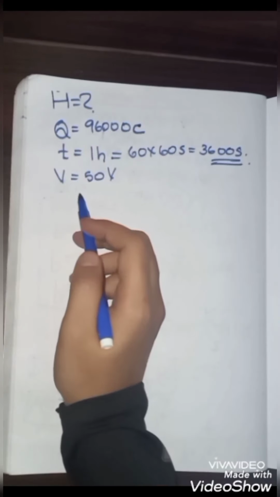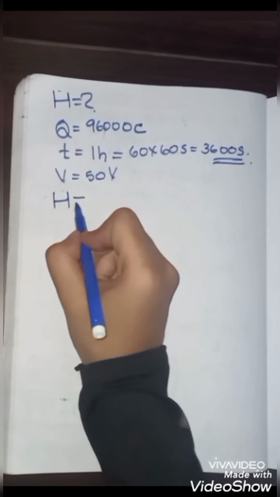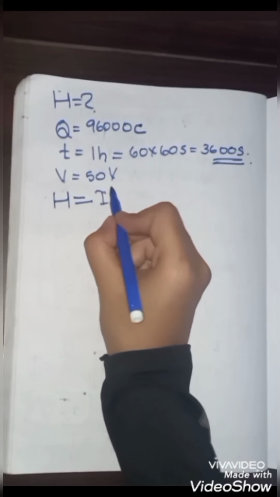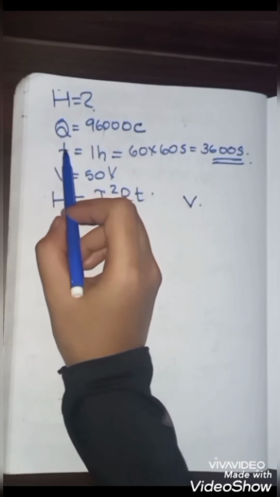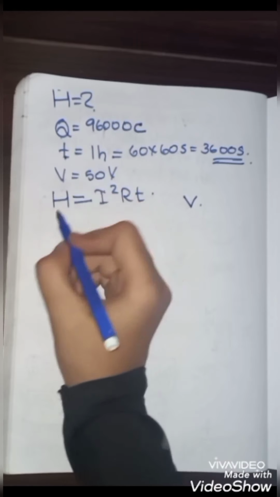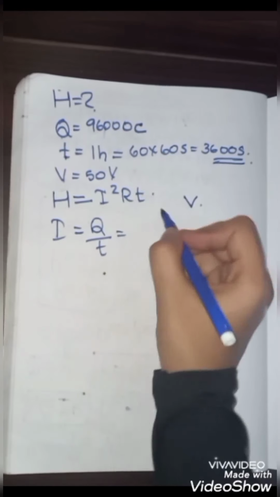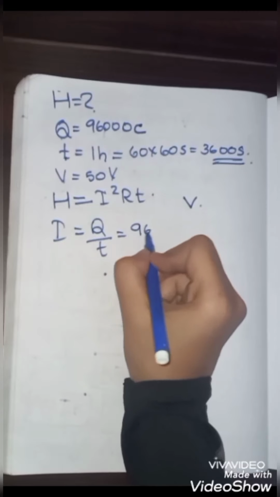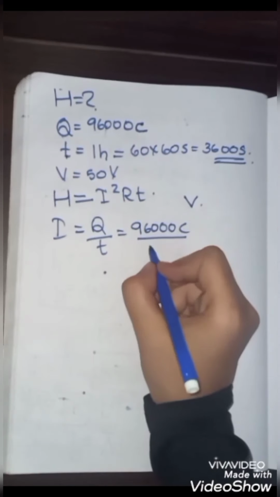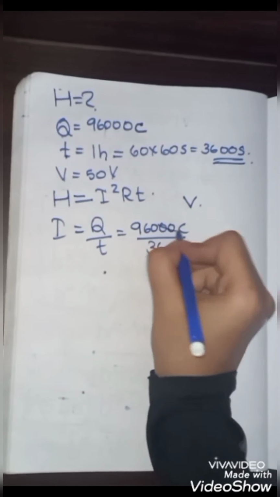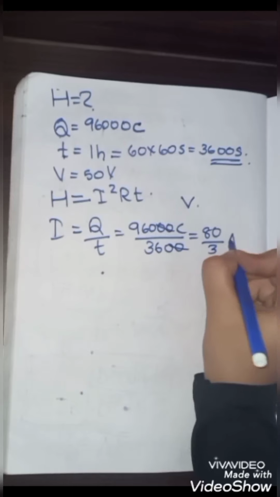Okay, compute the heat generated. According to Joule's law of heating, H is equal to I square into R into T. Here Q and T are given, so we can calculate the current: I is equal to Q by T, that is 96,000 coulomb by 3600. We will get 80 by 3 ampere current.